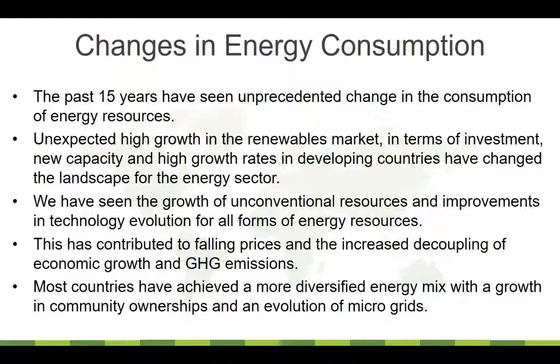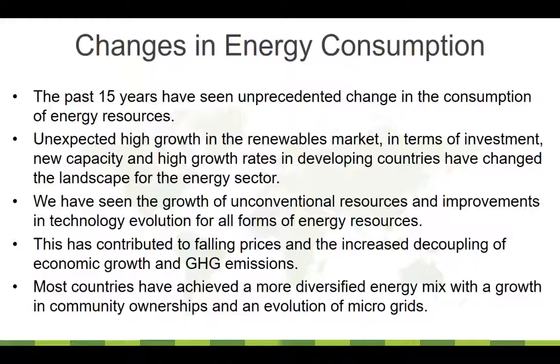So, for the past 15 years, we've seen unprecedented changes in the consumption of energy resources. Unexpectedly high growth in renewable market, in terms of investment at least, new capacity for high growth rates in developing countries have changed the landscape of the energy sector. We have seen the growth of unconventional resources and improvements in technology evolution for all of the forms of energy resources.